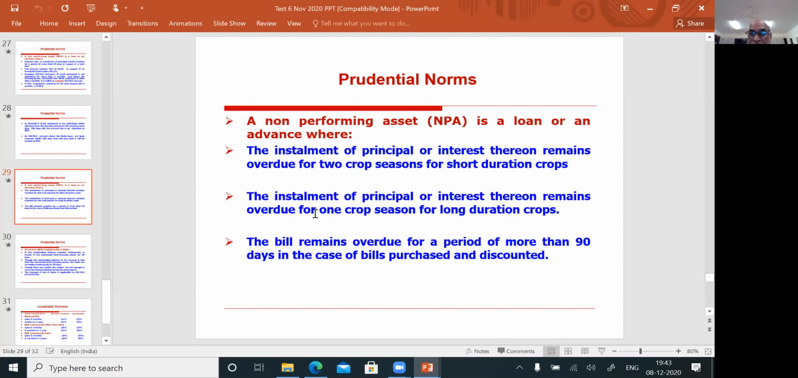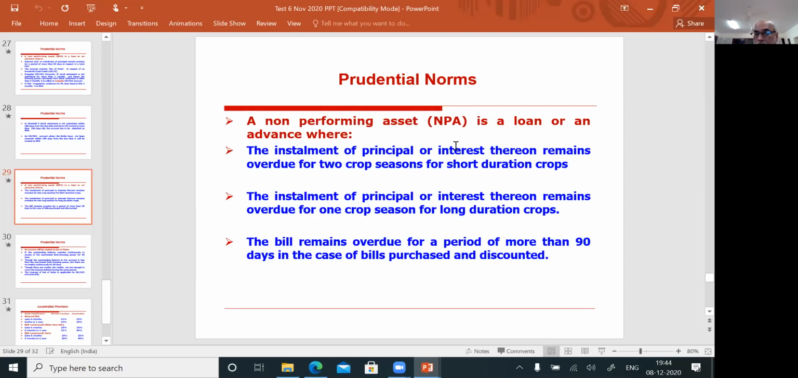Then agriculture. A non-performing asset is a loan or advance where the installment of principal or interest thereon remains overdue for 2 crop seasons for short duration crops. What is a short duration crop for IRAC purpose? We studied in test paper number 1 or test paper number 2. The harvest is within 12 months of the date of sowing. That is called a short duration crop. If they ask that question, you should not miss. The harvest should be within 12 months from the date of sowing to be called a short duration crop.